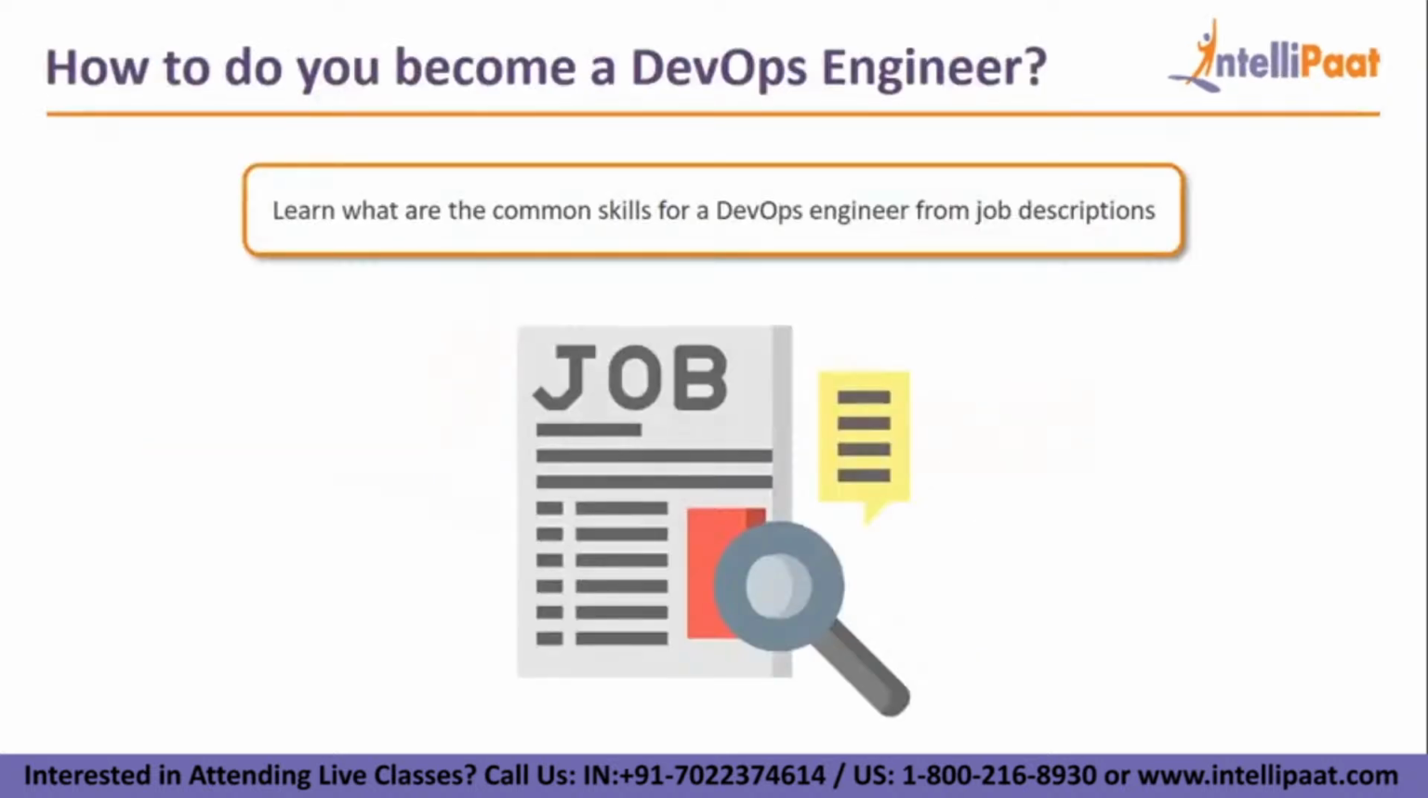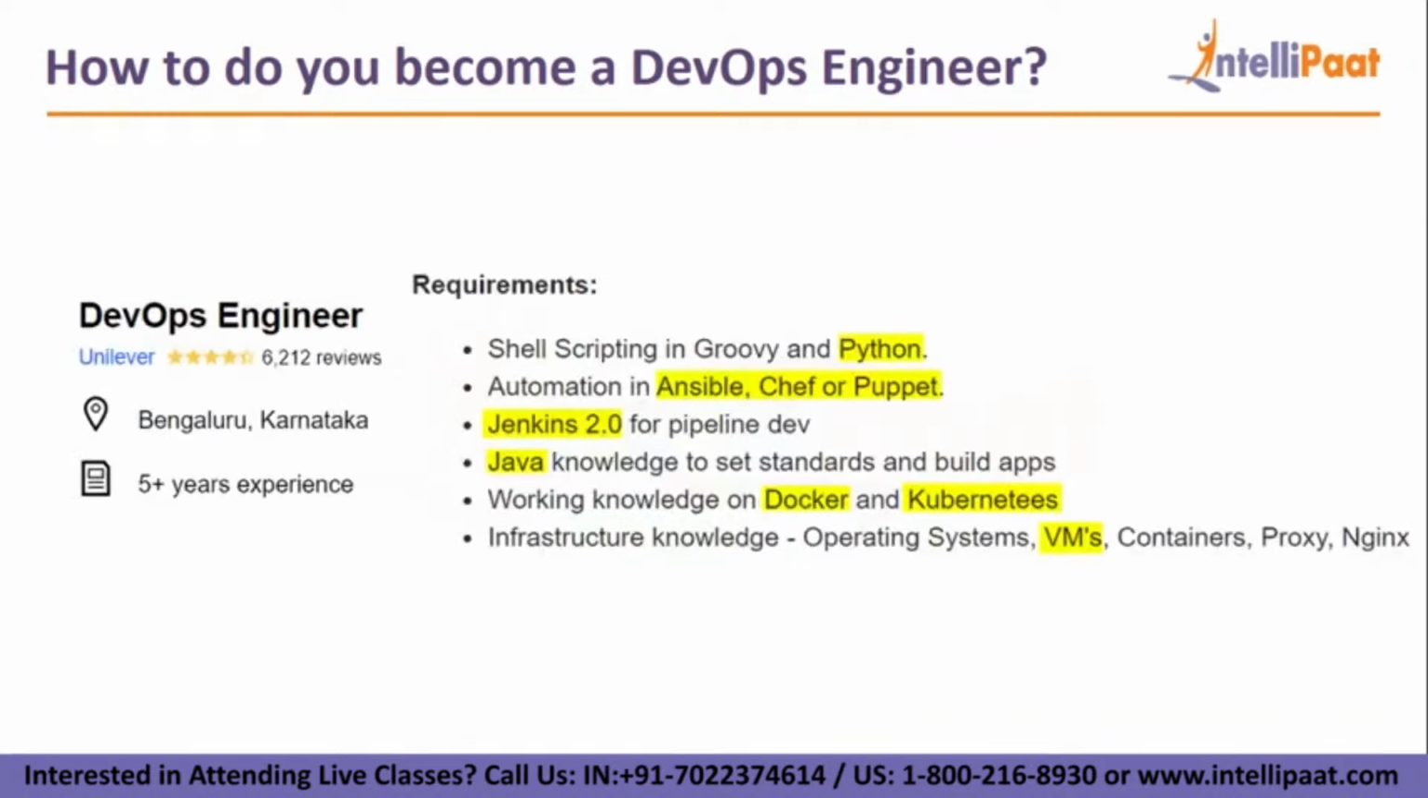Okay, so let's try to answer this question by first listing down all the skills that we have to learn. We have taken up some jobs from different job portals, and these are the skills expected from a DevOps engineer. This is a job from the Unilever company, and these are the requirements they expect. The DevOps engineer should be good in Python. He should be good with Ansible, Chef, or Puppet, that is, either of these tools he should know. He should know Jenkins, Java, Docker, Kubernetes, and also operating systems, virtual machines, containers, proxy engine, etc.